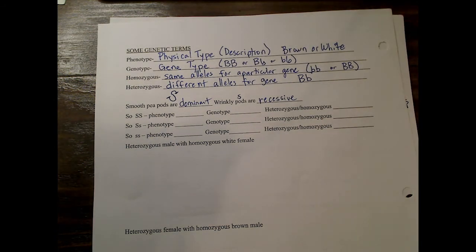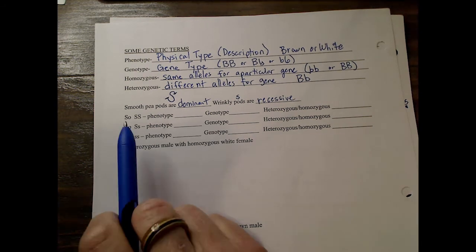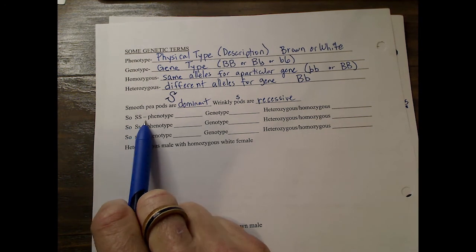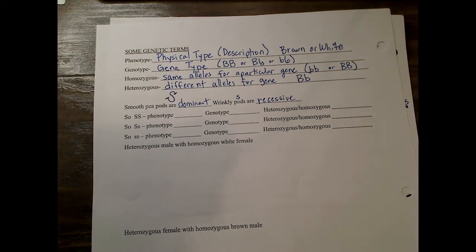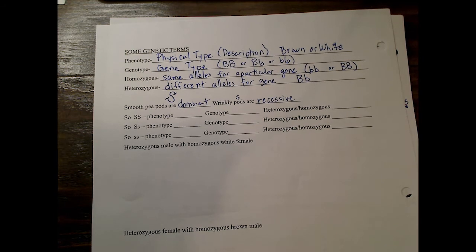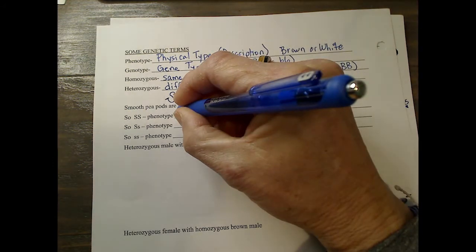One of the key things that you're going to have a hard time with here is looking at your own writing and figuring out which ones are capital and which ones are lowercase. So be very precise when it comes to that. All right. So if I have big S, my phenotype is what? So my phenotype is, what do they physically look like? What does a pea with big S physically look like? Well, big S is smooth, so their phenotype is smooth.